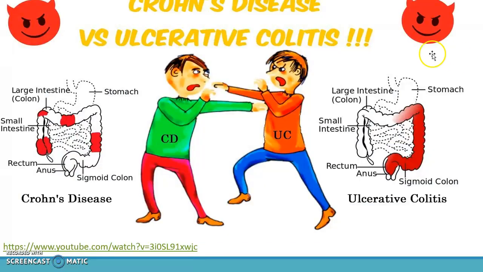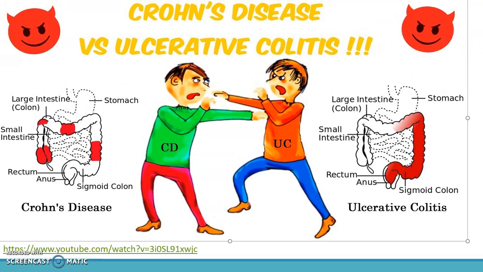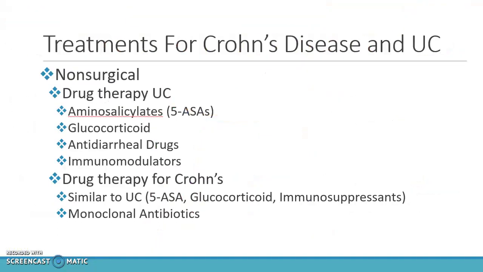So here's a picture of ulcerative colitis versus Crohn's disease, and you can tell from the picture of the colons how each is affected. Treatments for Crohn's disease and ulcerative colitis: there's non-surgical, which includes drug therapy, and I've listed the categories of medicines that would be used for each one. The main difference is that for Crohn's disease, there are monoclonal antibodies that can be used to help. You've seen the commercials on television about Crohn's disease and the different medications that they have out.